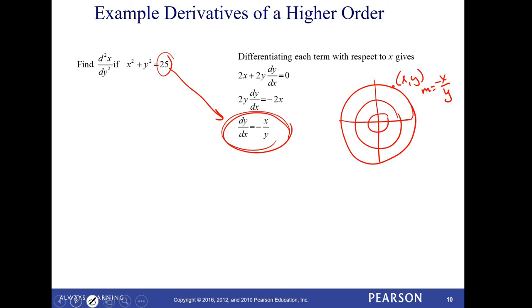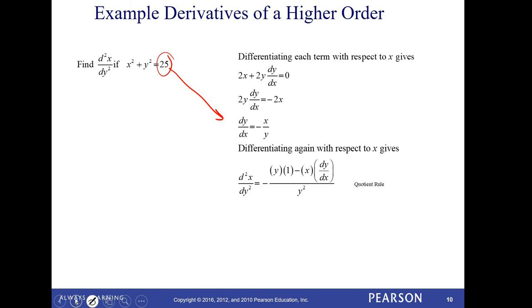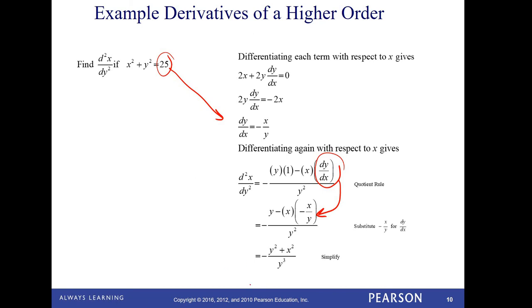Then to find the second derivative, differentiating again with respect to x. So again, pause and find the second derivative on your own. So using the quotient rule and our implicit differentiation, dy/dx, we already know what it is. We're going to substitute that in, continuing to simplify, and we get this as our second derivative. So hopefully you did well on that, and that's it.